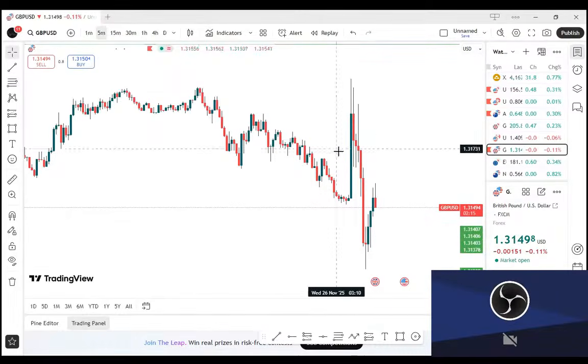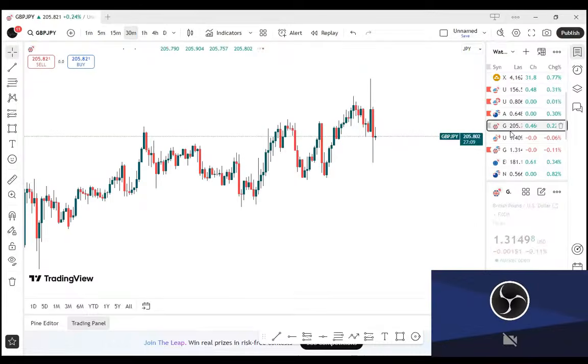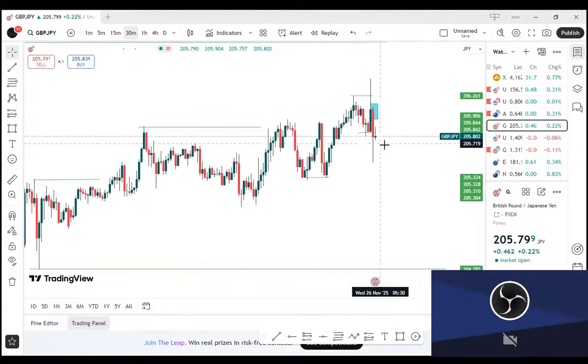GBP USD, GBP USD is still a selling opportunity. Same thing as GBP JPY. Let's say GBP JPY will reject at this zone.